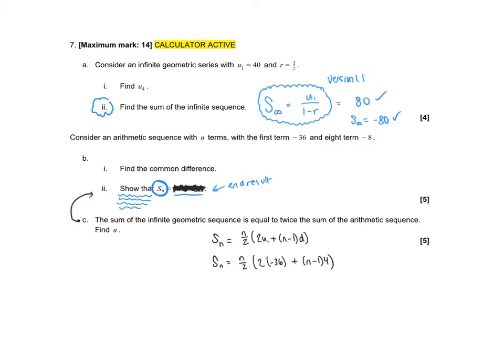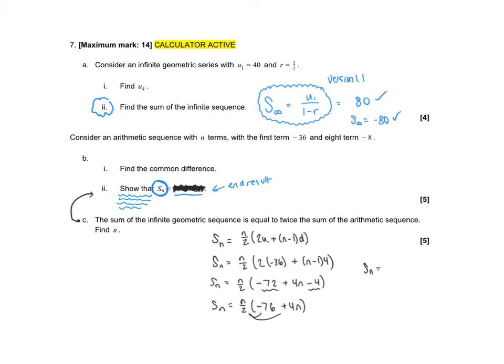So now I'm just going to simplify. So Sn equals n over 2 times negative 72 plus 4n minus 4. I'm going to combine my like terms. Sn equals n over 2 times negative 72. Oh, I didn't even combine them. Negative 76 plus 4n. And then I'm going to divide these both by 2. So it's kind of like distributing the 1/2.